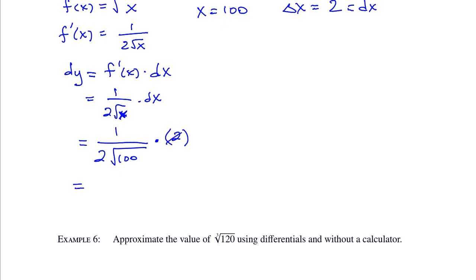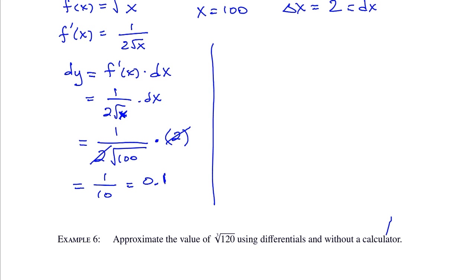The 2's cancel. The square root of 100 is 10. This is 1/10, which we'll write as 0.1. So that is the approximate change in y. That's not the answer, right? The square root of 102 is not 0.1. That doesn't make any sense. But we use that in order to get the real value here.